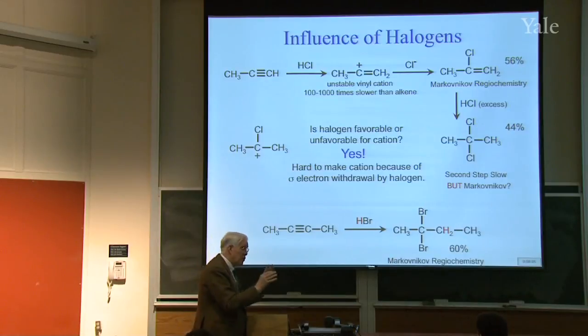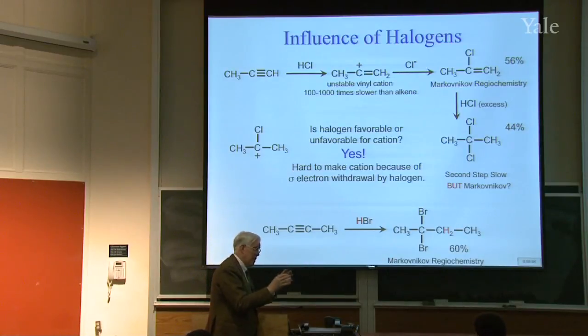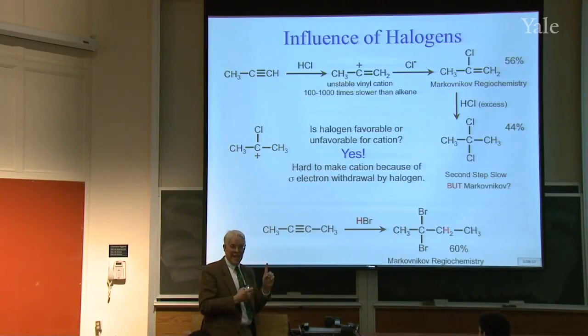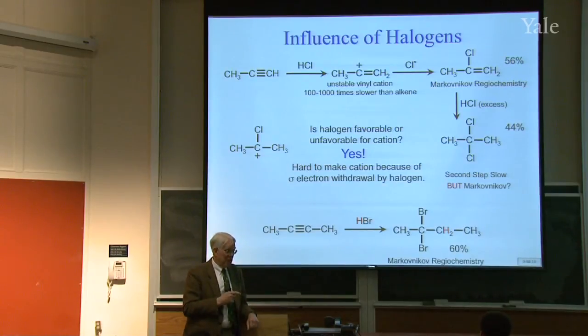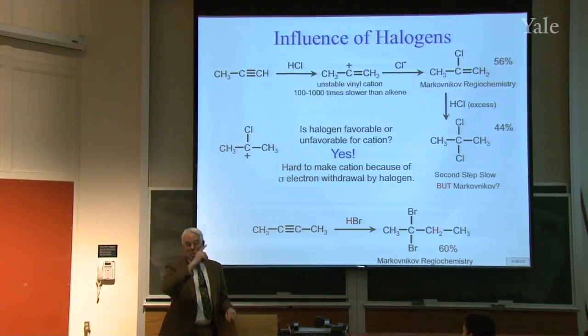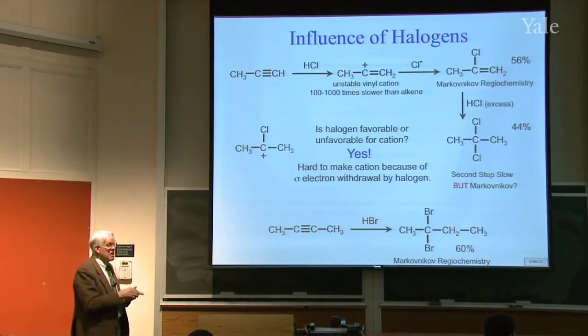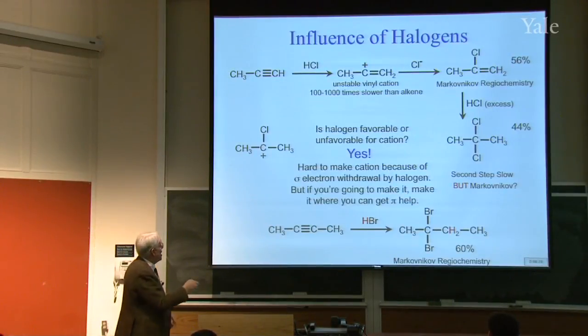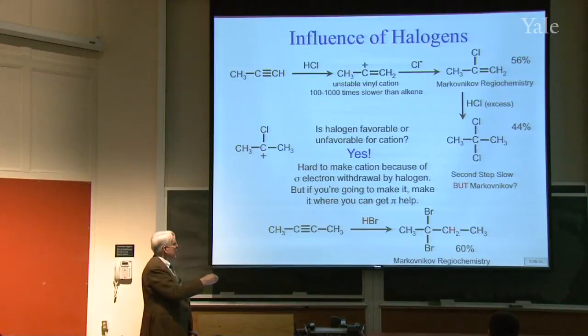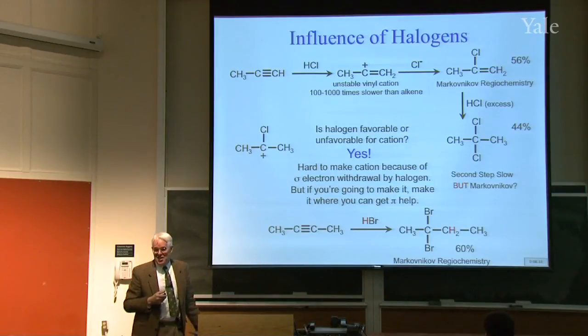Why? It's hard to form it, right? Because the sigma bonds are electron withdrawing. But if you form it next to the bromine. Why? It's polarizable, so it makes it even more. The polarizability is a good point. And that wasn't what I was thinking of, but it's a good point. What else? Lone pairs on the halogen can be stabilized by overlapping, right? So you get resonance stabilization. So if you're going to make it where you can get help in the pi system.